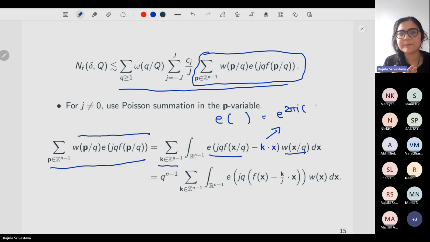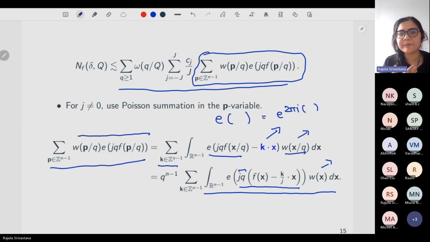And now I'm getting closer to a case where I can use my oscillatory techniques. Let me just renormalize things a bit. Right now my weight is not normalized, it's x over q. So I just make a change of variables. And now I have something which I can try to analyze. You have an oscillatory integral. This is the phase of your oscillatory integral. There's the function f that you started with, but now there's a linear perturbation because I applied Poisson summation. And this is your amplitude, which is a nice smooth function. And the decay that I would expect would be in this parameter, j times q.